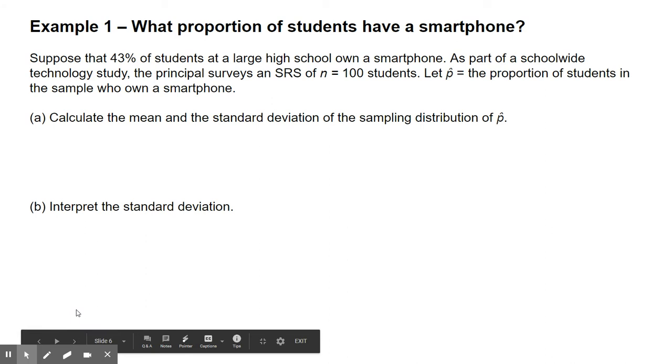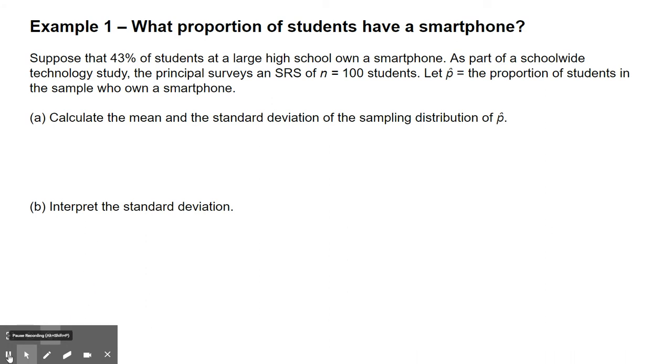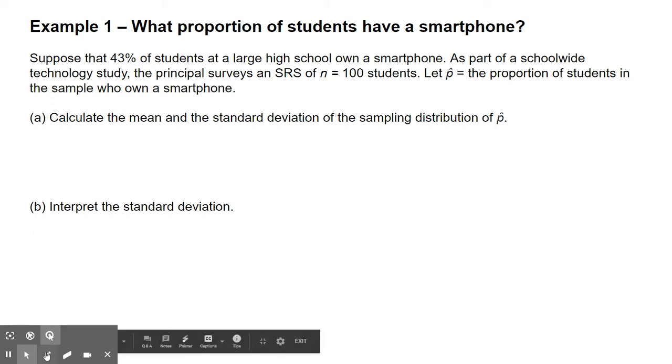It says, what proportion of students have a smartphone? Suppose that 43% of students at a large high school own a smartphone. As part of a school-wide technology study, the principal surveys an SRS of n equals 100 students. Let p hat be the proportion of students in the sample who own a smartphone. Part A, calculate the mean and standard deviation of the sampling distribution for p hat.